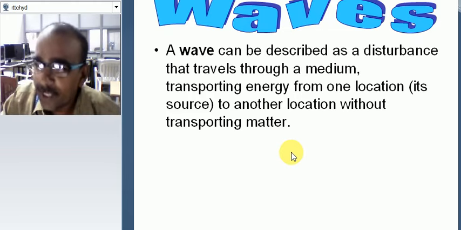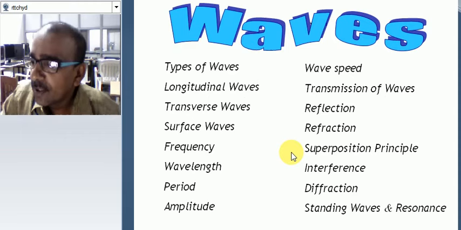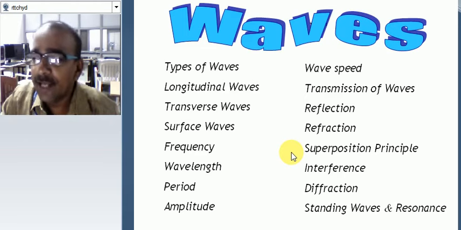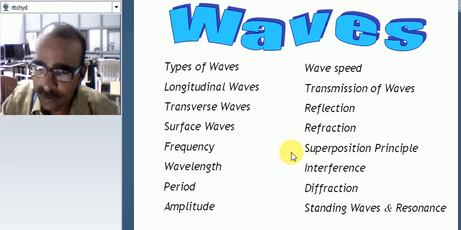The first one is the mechanical wave. A mechanical wave is just a disturbance that propagates through a medium. The medium may be anything, maybe air, water or any other type of medium. The electromagnetic wave is simply light of visible or invisible wavelength.